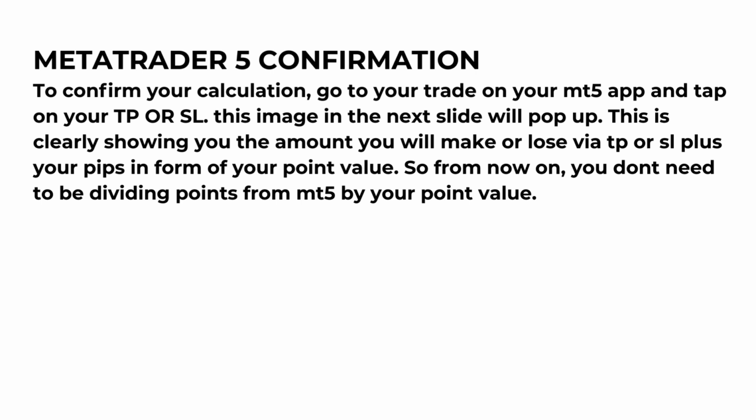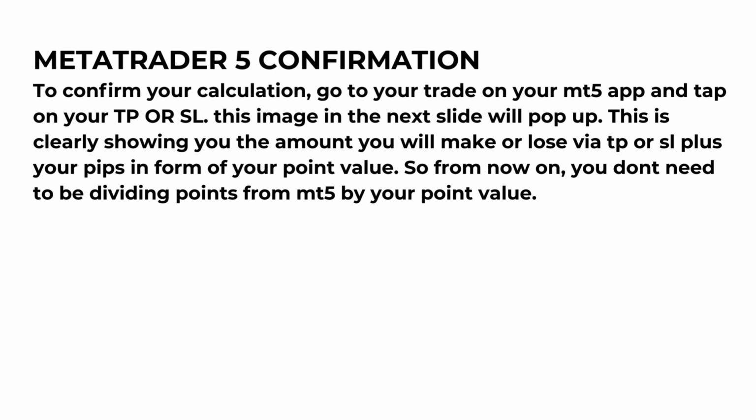So now, for another one, once you are done with your calculation, and you've done your multiplication table with your lot size, with your calculator, and gotten everything you need, another confirmation of what I'm trying to teach you is your MT5 app. To confirm your calculation, go to your Derive MT5 app, the one you download from Derive on your phone. Make sure it is linked to your MT5 Derive account, your live trading account. Then you tap on your TP or SL, maybe you set a limit or you've taken a trade. Now, this image I'm about to show you, my next post, will show you what I'm trying to say.